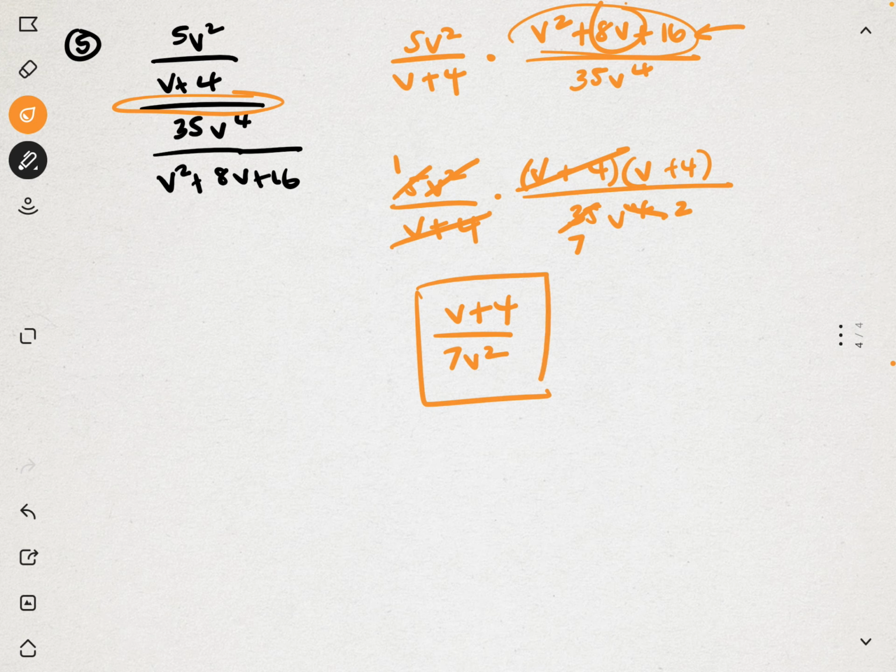Okay, so once you get the hang of it, it's pretty easy. You might have to factor to simplify a little bit more, but the more we practice factoring, the better we get at it.